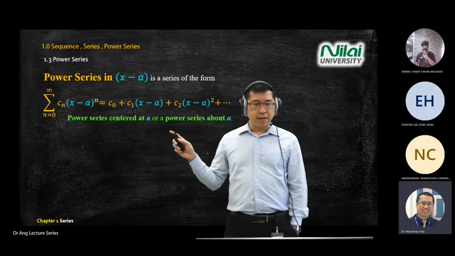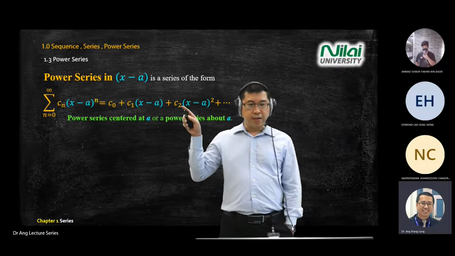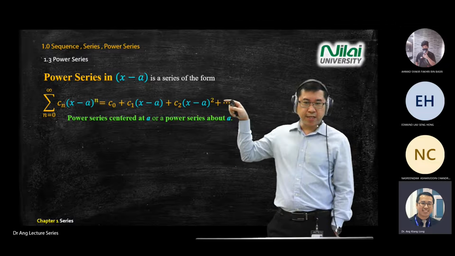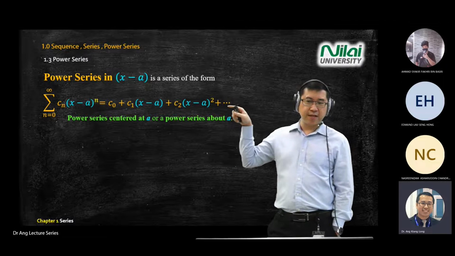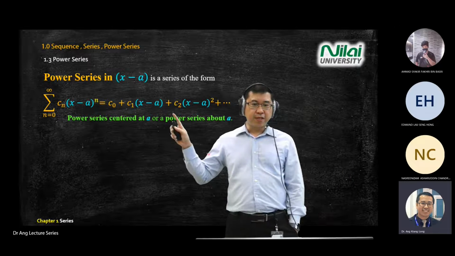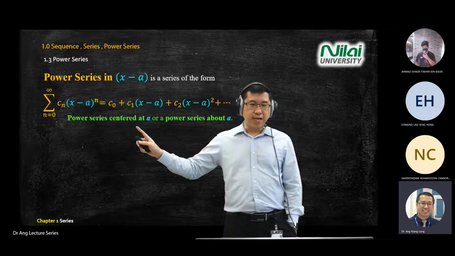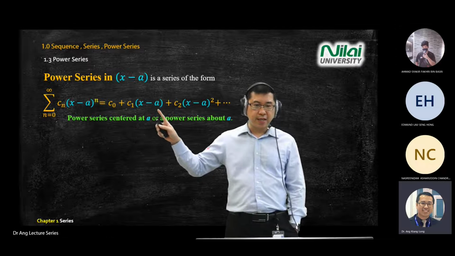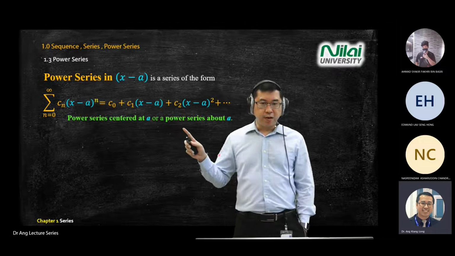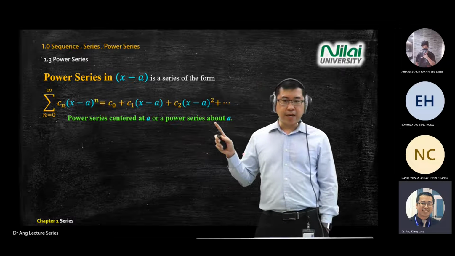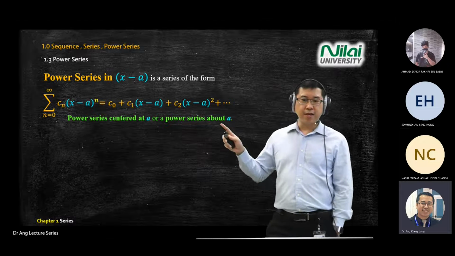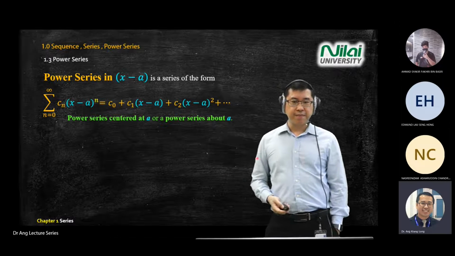Now, this mathematical equation, what does it mean to you? It means that the power series is centered at a. A is one value, or the power series is about a. It means the power series will revolve around this number.